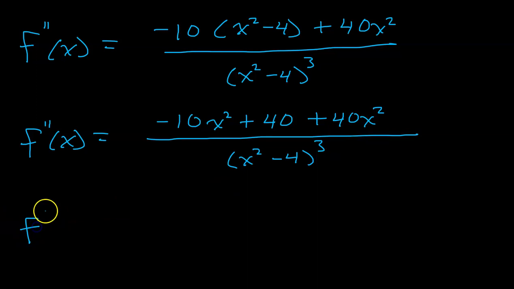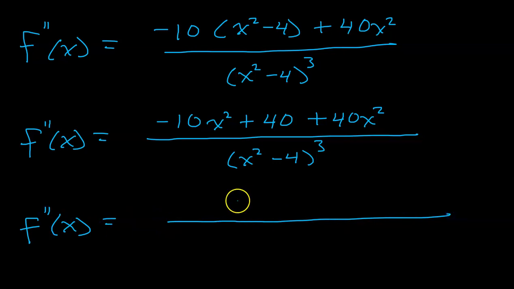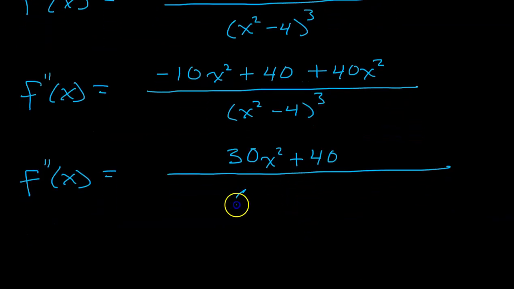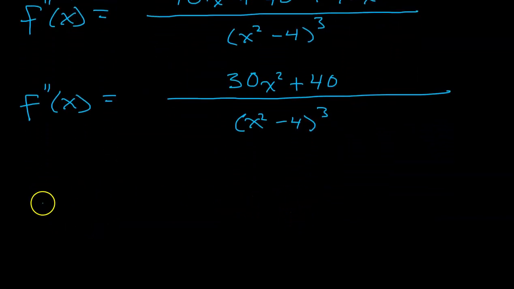So I'll have f double prime. I don't think I needed a fraction that big, but whatever. So I'm going to have 30x squared plus 40 over x squared minus 4 cubed. All right, this is a little bit of a long problem, but we're almost done.